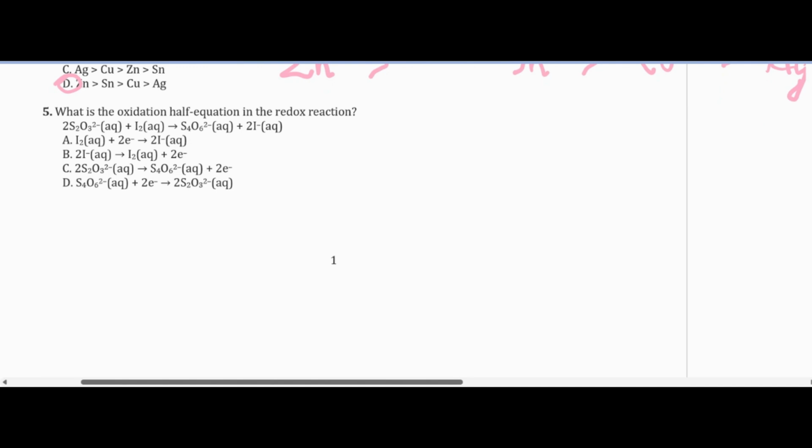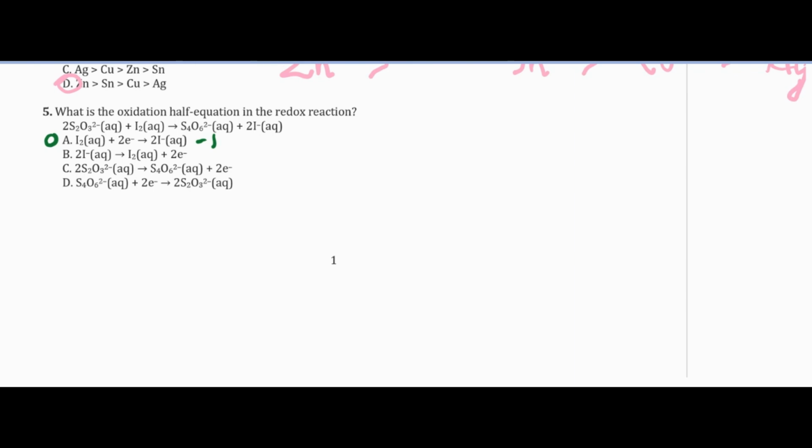Number 5. What is the oxidation half equation in the redox reaction? Okay, oxidation half equation. Looking at A, that's written as a reduction, so that's not an oxidation half equation. How do we know that? Well, here the iodine goes from having an oxidation state of 0 to -1. So that's a decrease in oxidation state, so that's reduction.